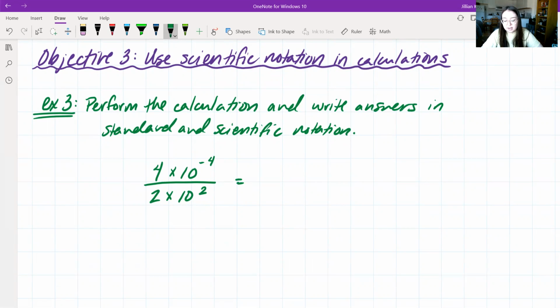So 4 times 10 to the negative 4th divided by 2 times 10 to the power of 2. We could definitely write them in their standard notations and calculate that way, but we can also use our rules from our last section to find the value. Since they're being multiplied, we can separate 4 divided by 2 times 10 to the power of negative 4 divided by 10 to the power of 2.